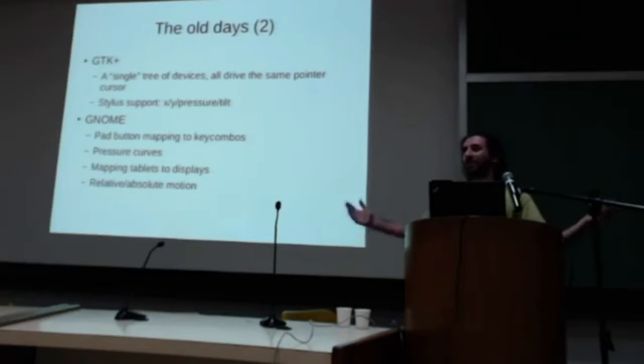X and Y is a given, of course, in pointers, but pressure and tilt are features from tablets that mice obviously don't have, and they were already supported. But, for example, let's get that part later.